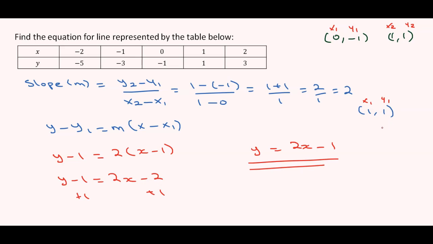Actually, let me do one, just so that you can see how to do this. We're going to pick this point here where x is 0. So y is equal to 2 multiplied by 0 minus 1, which is 0 minus 1, and that gives you negative 1. So you can see that the point works.